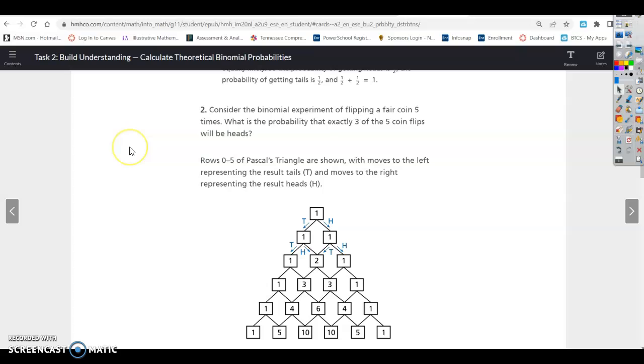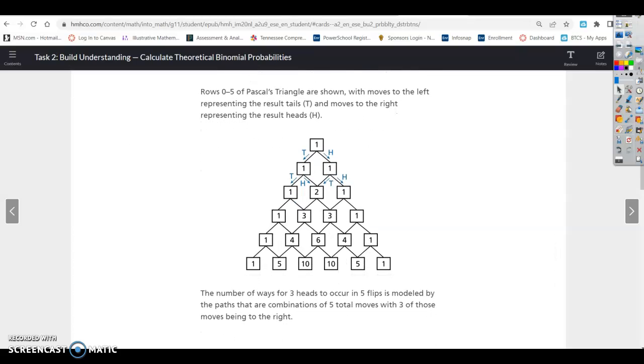All right, so consider the binomial experiment of flipping a fair coin 5 times. What is the probability that exactly 3 of the 5 coin flips will be heads? We're going to look at Pascal's triangle again. Rows 0 through 5 of Pascal's triangle are shown with moves to the left representing results of tails and moves to the right representing the results of heads.